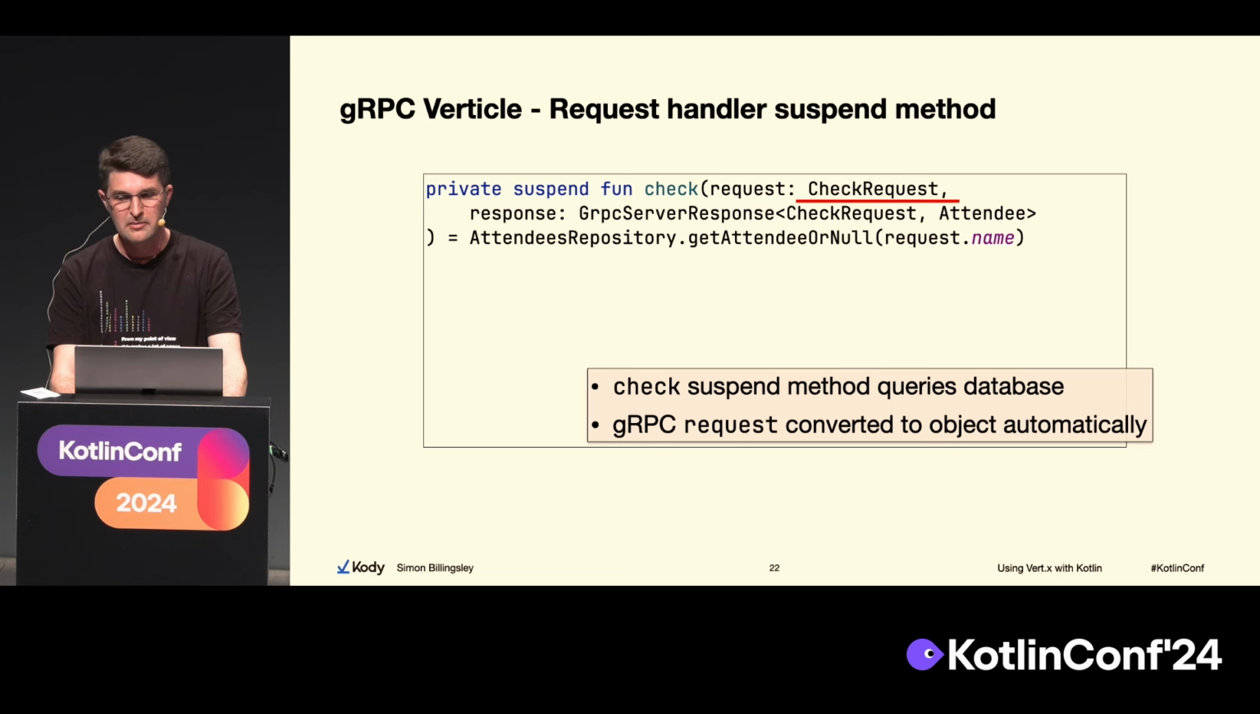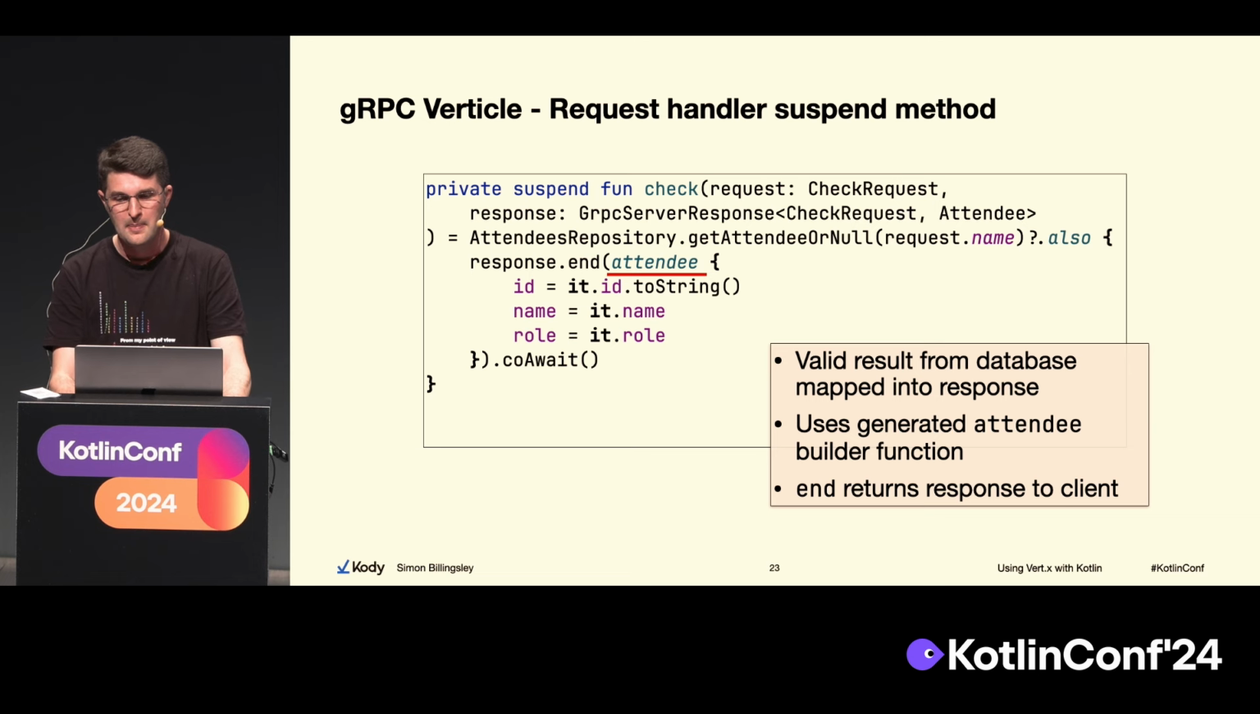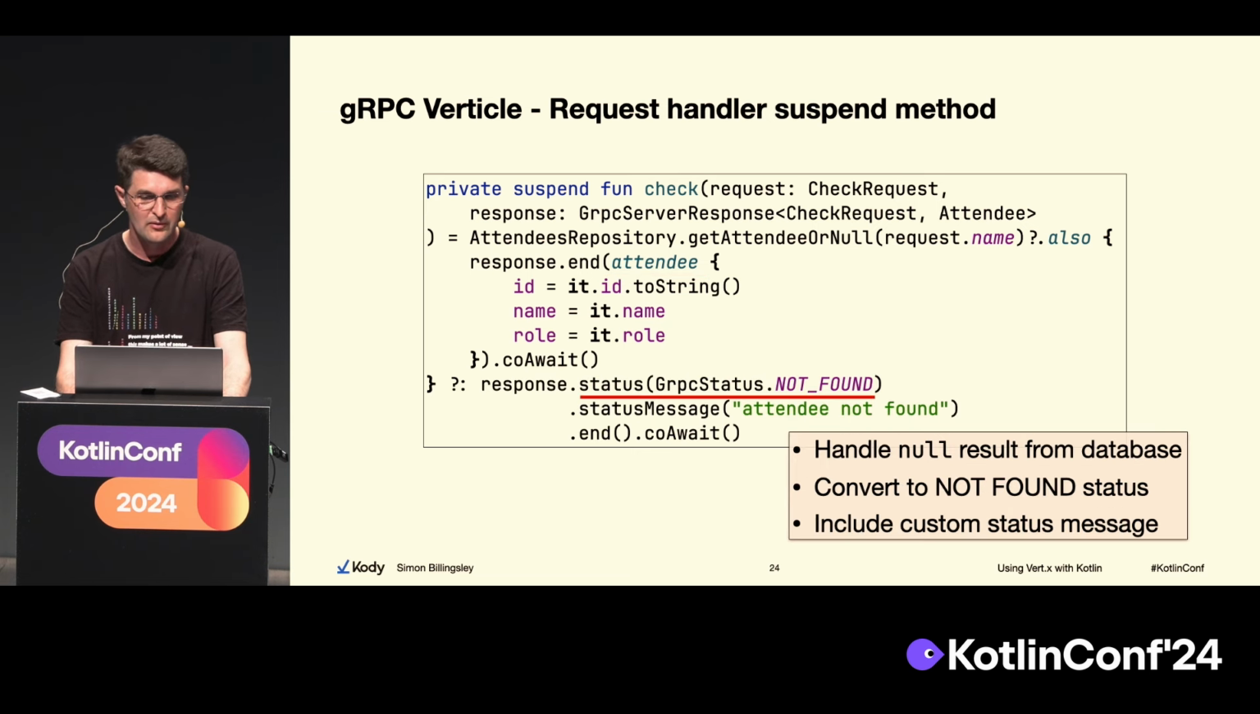So this is the check suspend method. I'm querying the database here, and before calling the database, the gRPC request is automatically converted to an object, so it makes the code really simple to use. A valid result is mapped to a response using the generated attendee builder, which gRPC gives you, and then this is returned to the client when the response ends. In the case of when an attendee isn't found, a null is returned from the database, and this is mapped into a not found response status with an appropriate message.